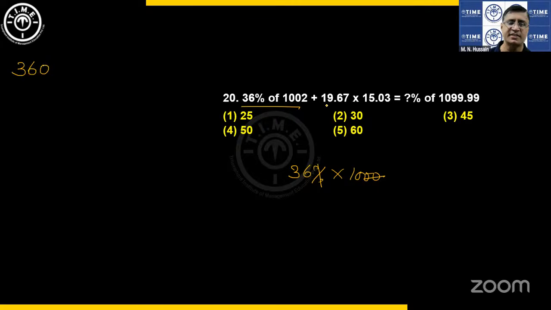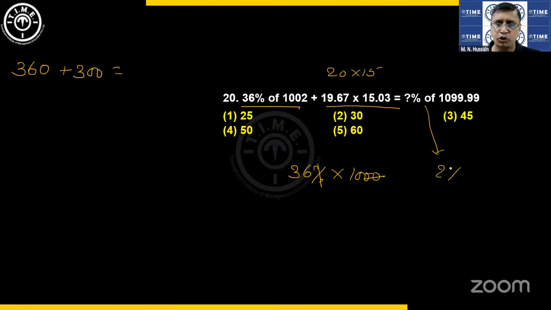Now look at the second part. 19.6 is close to 20. So 20 into 15. 19.67 is approximately close to 20. 15.03 is close to 15. Now simplify. The 20 into 15 is 300, which is equal to question mark percent of. Question mark percent of how much here? 1099.99. 0.99 means close to 1. By adding 1, it becomes 1100.